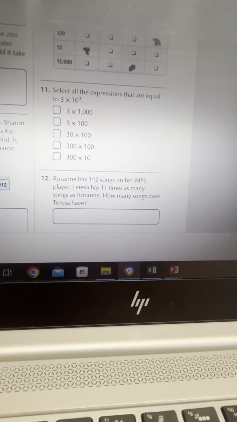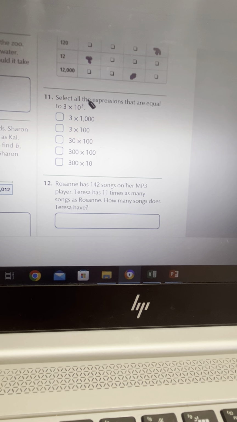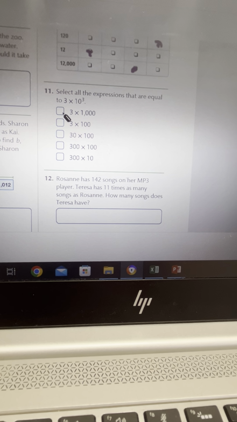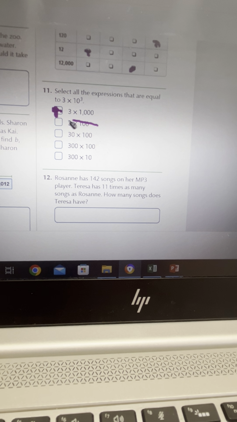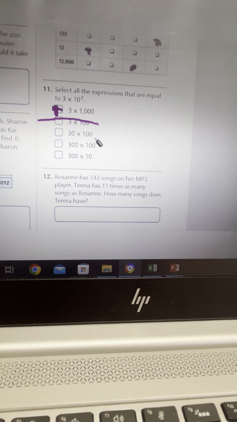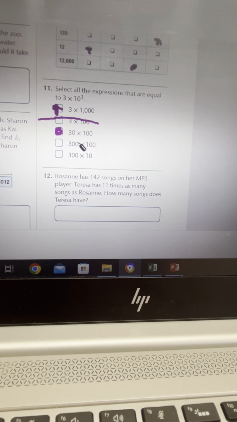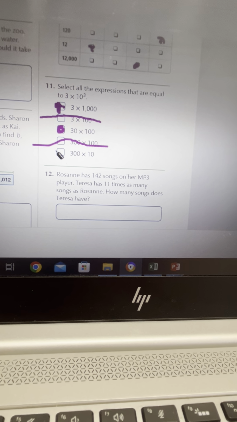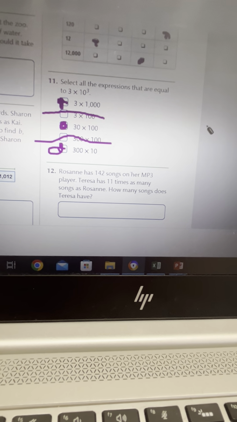Number 11. Select all the expressions that are equal to 3 times 10 to the third. So the third power means 3 zeros. 1, 2, 3. Yes. 1, 2. No. 1, 2, 3. Yes. 1, 2, 3, 4. No. 1, 2, 3. Yes. All right. So those are marked.